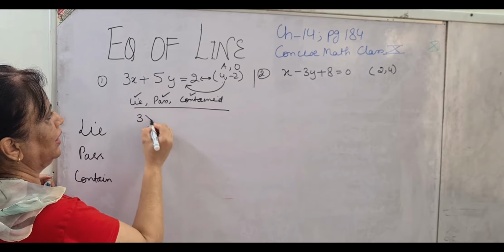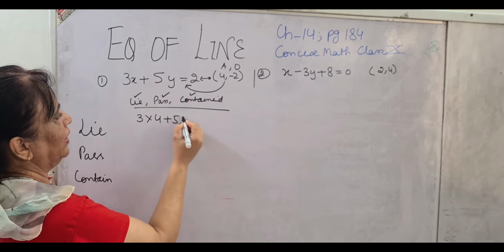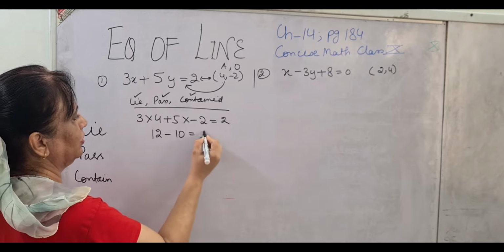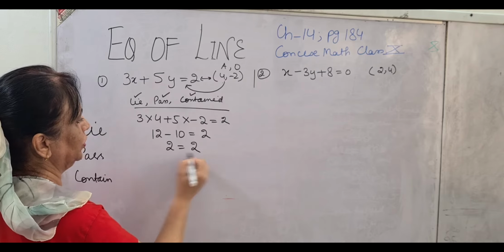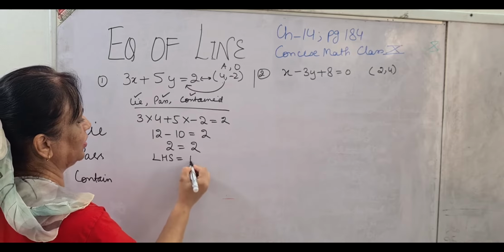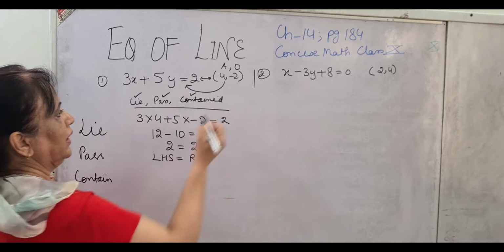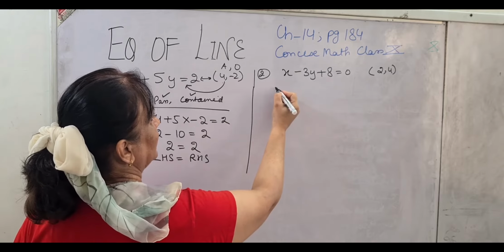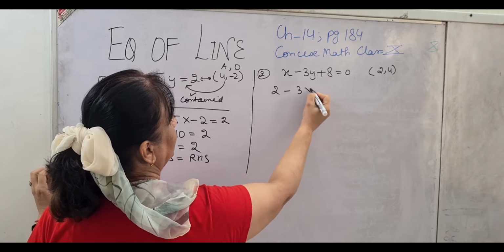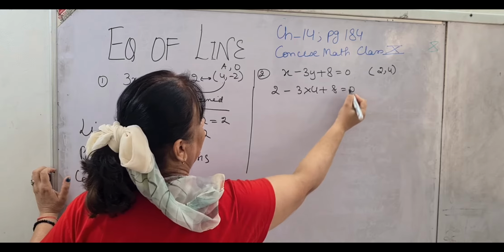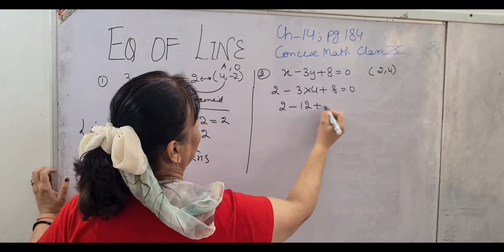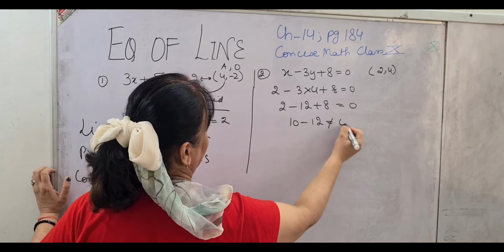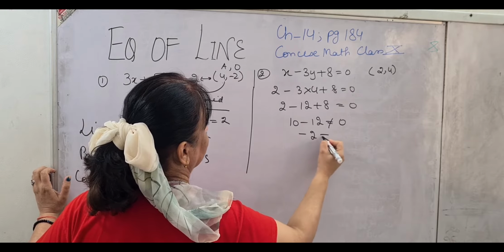So put the values. 3 into 4 plus 5 into minus 2 is equal to 2, or 12 minus 10 is equal to 2, or 2 is equal to 2. So see, left hand side is equal to right hand side. Similarly, I am giving this equation also, same thing, 2 minus 3 into 4 plus 8. Now you are getting 2 minus 12 plus 8 is equal to 0, or 10 minus 12 is not equal to 0, or minus 2 is not equal to 0.